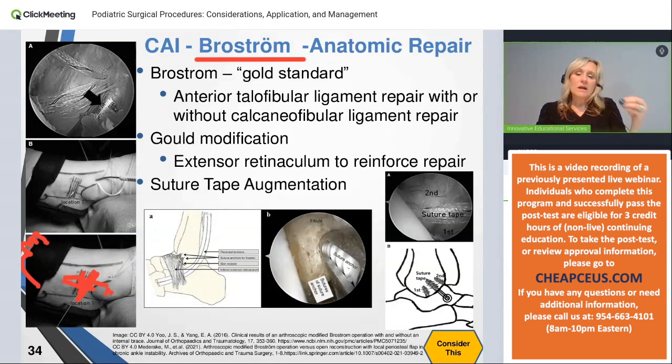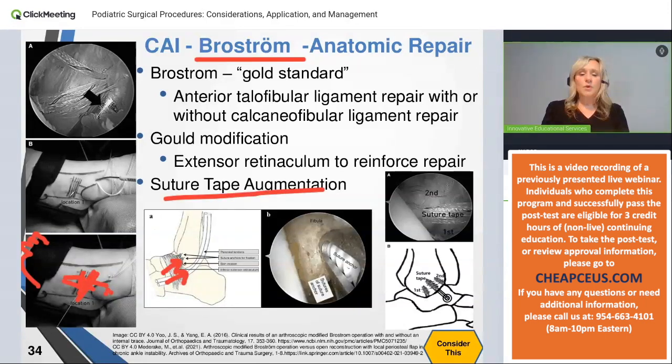What they can do to add on to that, the modification, the Gould modification, is where they're going to take that extensor retinaculum and kind of pull it up to give some extra support and reinforce those ligaments. So they're going to take the retinaculum and pull that up and over to support those ligaments to reinforce that repair. Another option is to utilize suture tape.